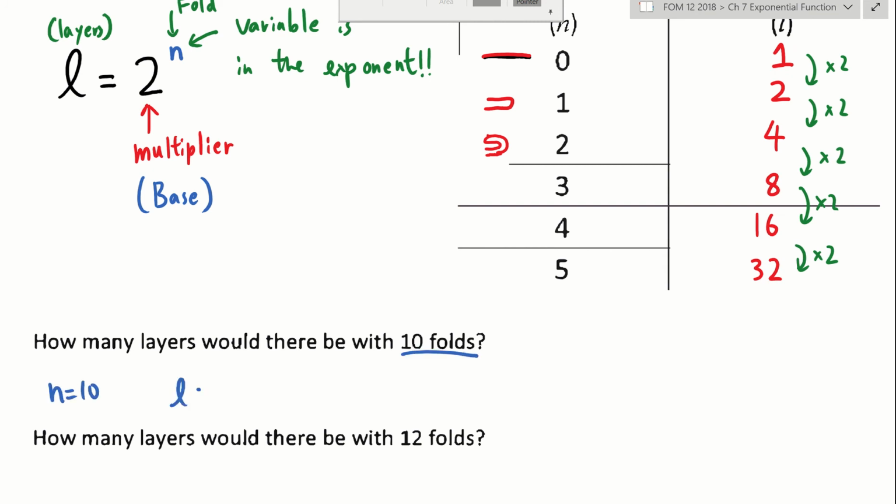So then you have L, which is the number of layers, is 2 to the power of n, and in this case, it's 2 to the power of 10. So what is 2 to the power of 10? It will actually be 1024 layers. So the number goes up really fast, as you can see. Only 10 throws later, you have thousands of layers, right?